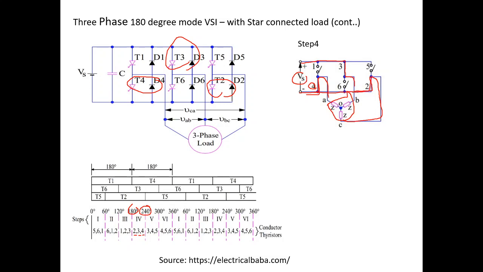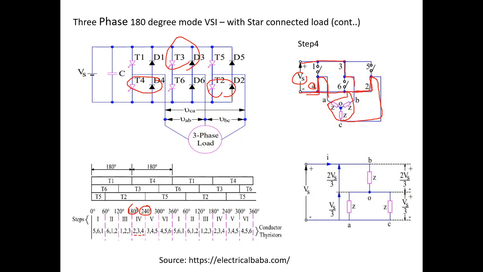Redraw the circuit diagram in simple way. On the input side we have a voltage source, right? The positive terminal of the voltage source is connected to B phase, and the negative terminal of the voltage source is connected to A phase as well as C phase. Between A phase, B phase and C phase we have a balanced star connected load. Apply network laws to obtain phase voltages and line voltages.